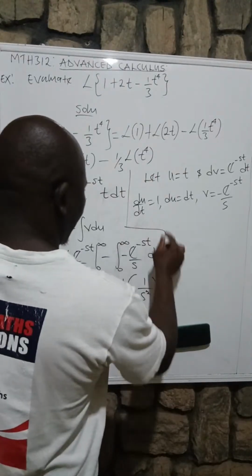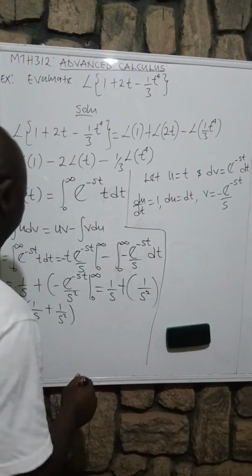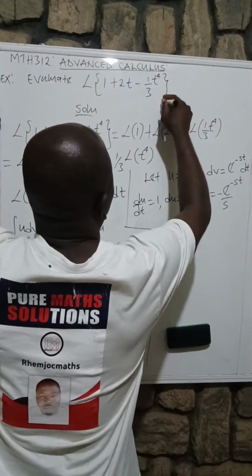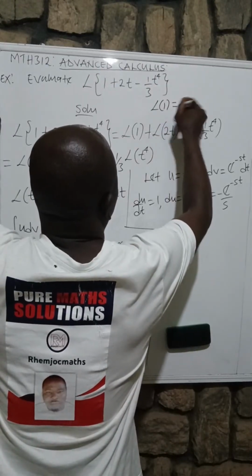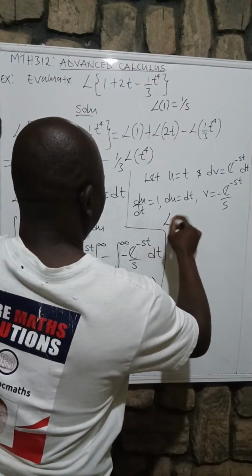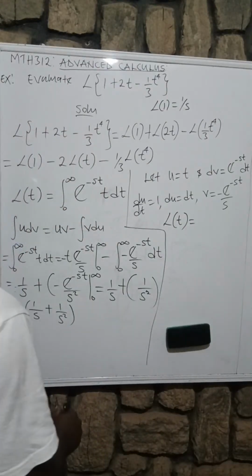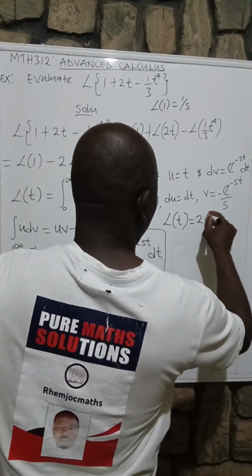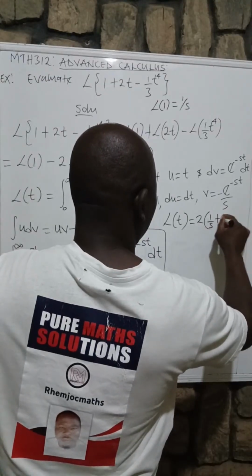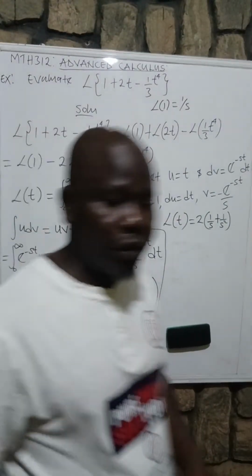I want us to note that, okay, let's write it out. It means Laplace of 1 is equal to 1 all over s. Then Laplace of t gives us what? It gives us 1 all over s plus 1 all over s squared. Right? Do you agree with me?